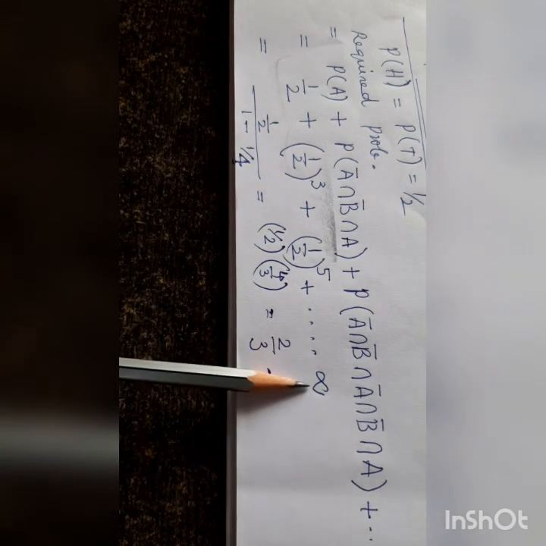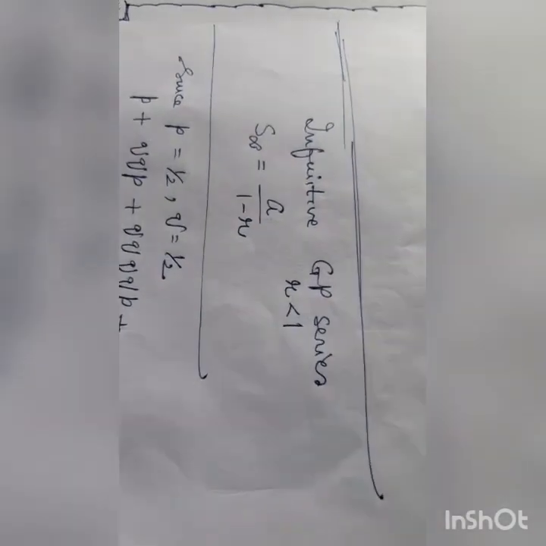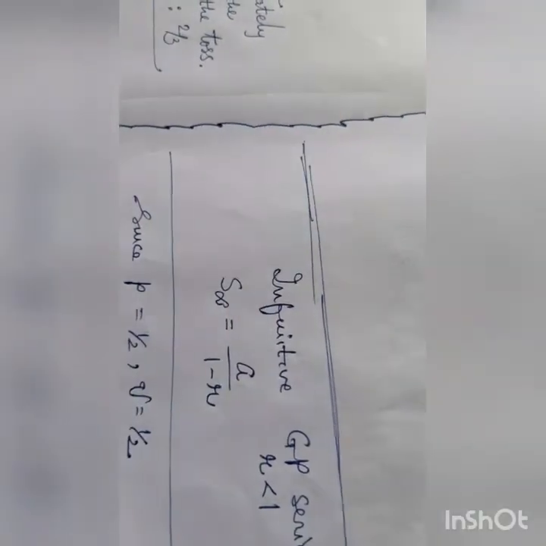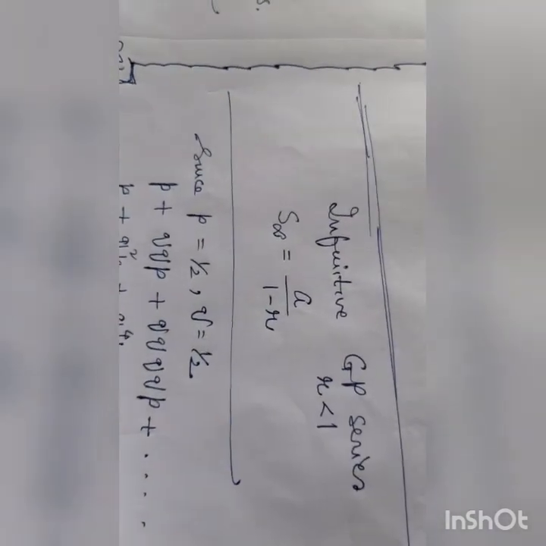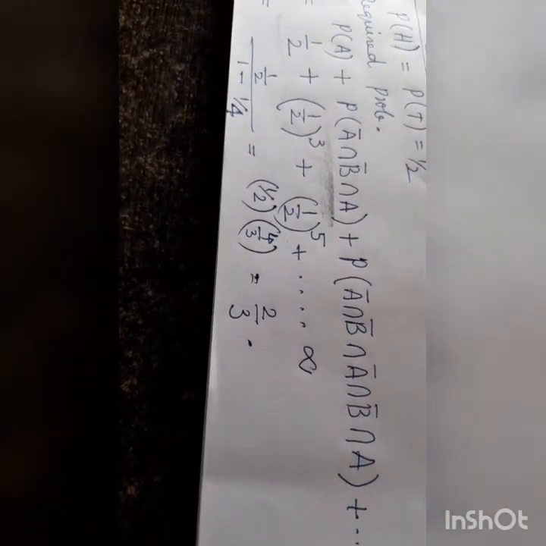Here also, the application of infinite GP series will be there. S infinity equal to A by 1 minus R, that will be there. So by that calculation, 1 by 2 plus 1 by 2 whole cube plus 1 by 2 whole power 5 up to infinity. 1 by 2 by 1 minus 1 by 4, that is 2 by 3.